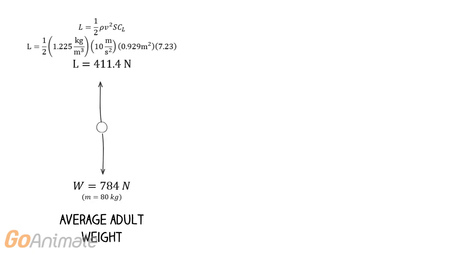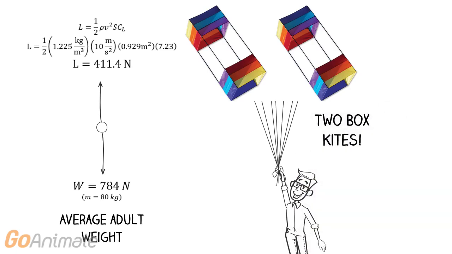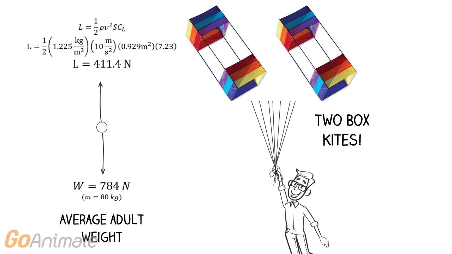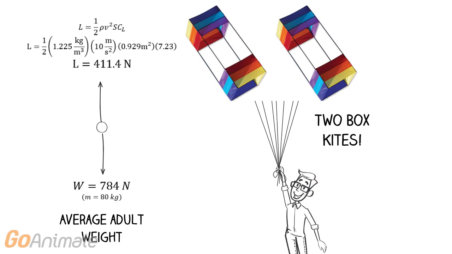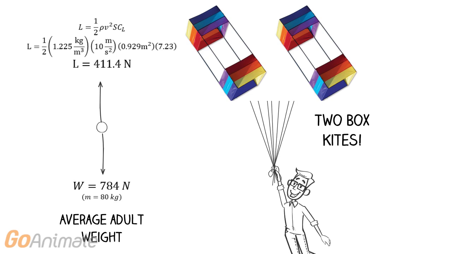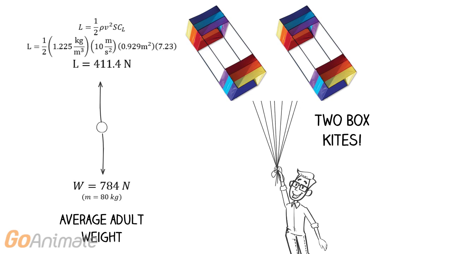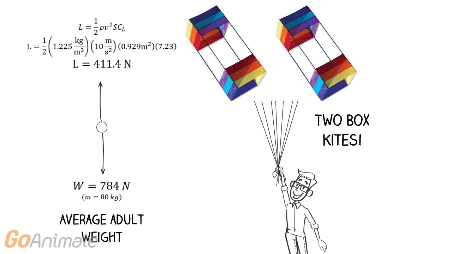The average North American adult weighs 80 kilograms, or about 177 pounds, which equates to 784 newtons. Therefore, it would take about 2 box kites in 10 meter per second wind to lift an adult, similarly to Lawrence Hargrave. 2 kites at a 60-degree angle of attack would lift an adult, but once the desired altitude was reached, a 0-degree angle of attack would be better suited for maintaining altitude.